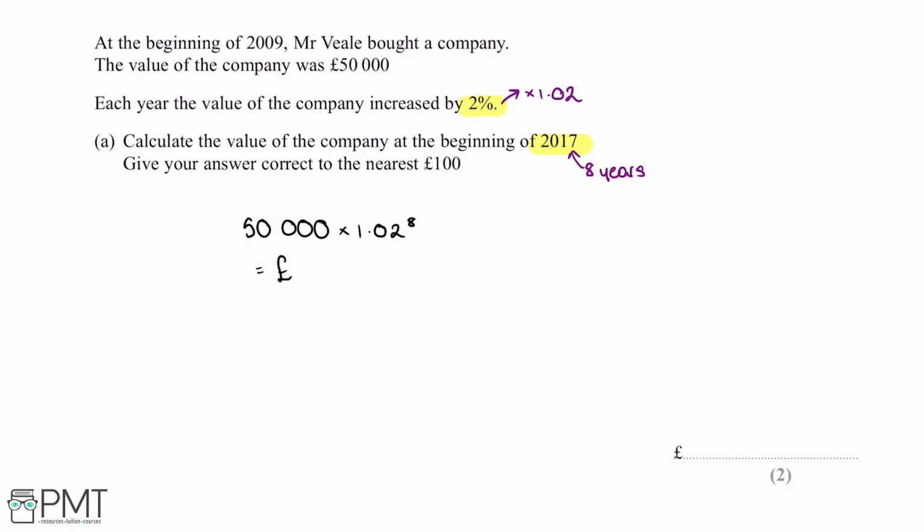And this will give us a value of £58,582.97. However, we want our answer correct to the nearest 100, so we can round this up to £58,600. And this is our final answer. Now this question's worth 2 marks. We'll get our first mark for working out the value of the company after 8 years, and our second mark for giving our answer to the nearest £100.